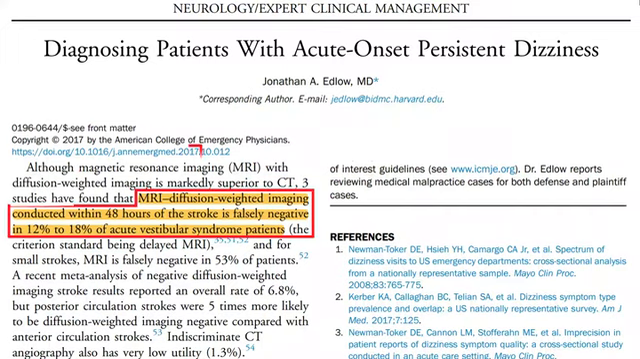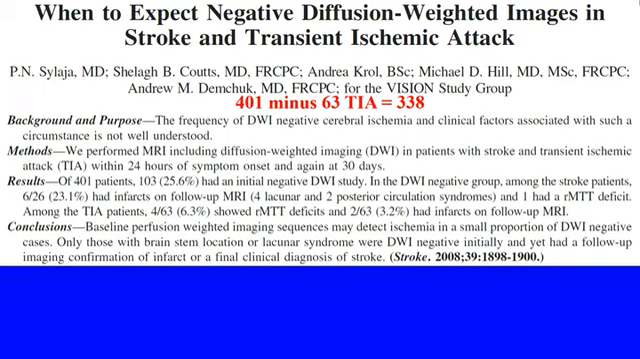Unfortunately, MRI diffusion weighted imaging conducted within 48 hours of stroke is falsely negative in around 12 to 18% of acute vestibular syndrome patients. The important thing to note is this study by our own renowned Professor P.N. Sylaja when she was in Canada. They studied the frequency of diffusion weighted negative cerebral ischemia and clinical factors associated with it.